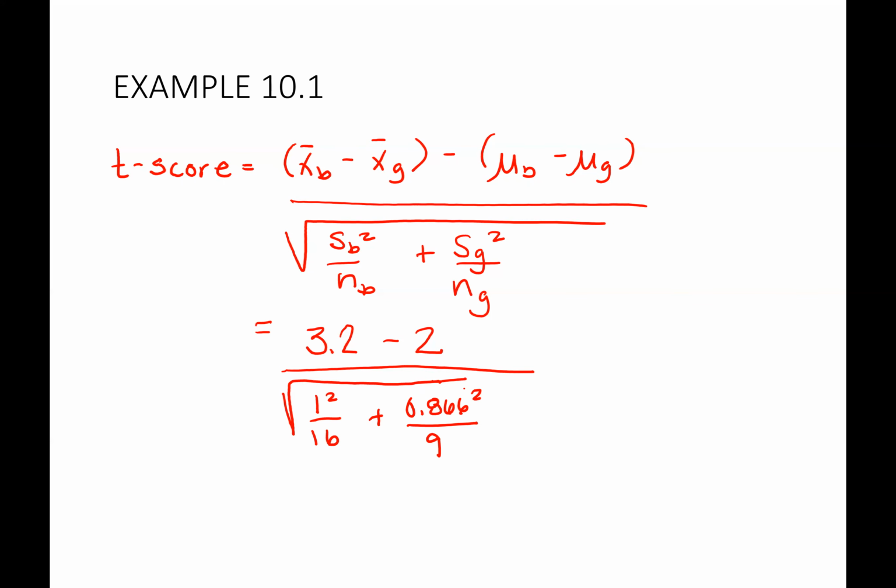So we'd take our handy dandy calculator out. We'd take 3.2 minus 2 and divide it by that square root. And I get approximately 3.14. Does anybody need a calculator today? Because I've got my 2 up here. So that's our t-score. Our t-score is 3.14.